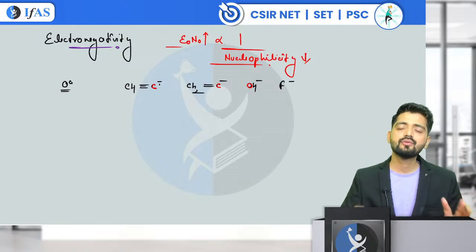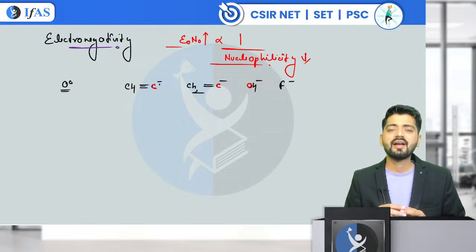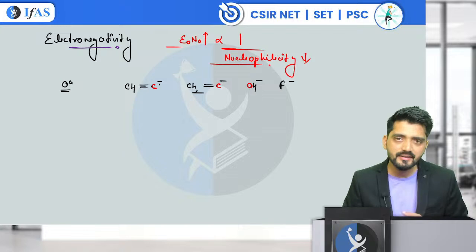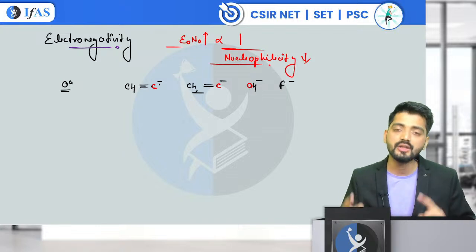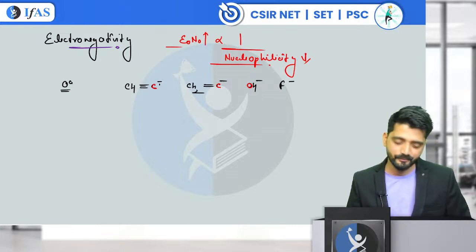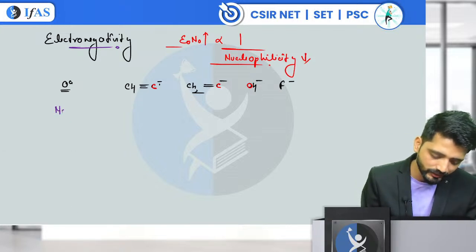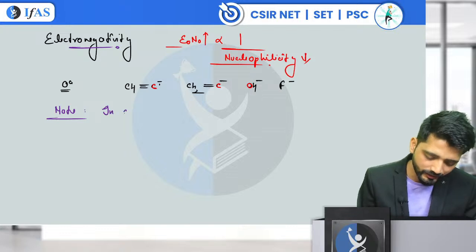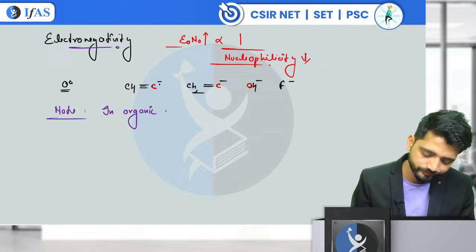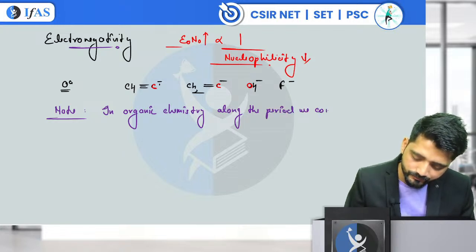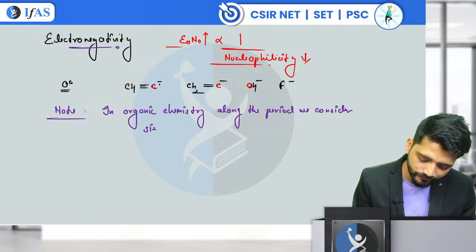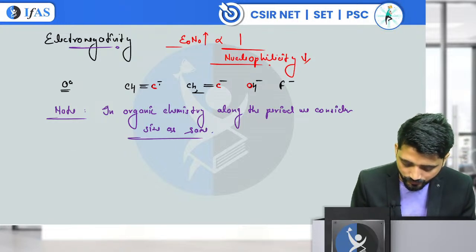Or you can say that what is observed is, when we move down the group, the factor which is contributing towards the nucleophilicity is size, and when we move along the period, the factor which is contributing towards the nucleophilicity is actually your electronegativity. So we say that in organic chemistry, we can write a note here. In organic chemistry, along the period, we consider size as same. These are the small things which we must be aware of.